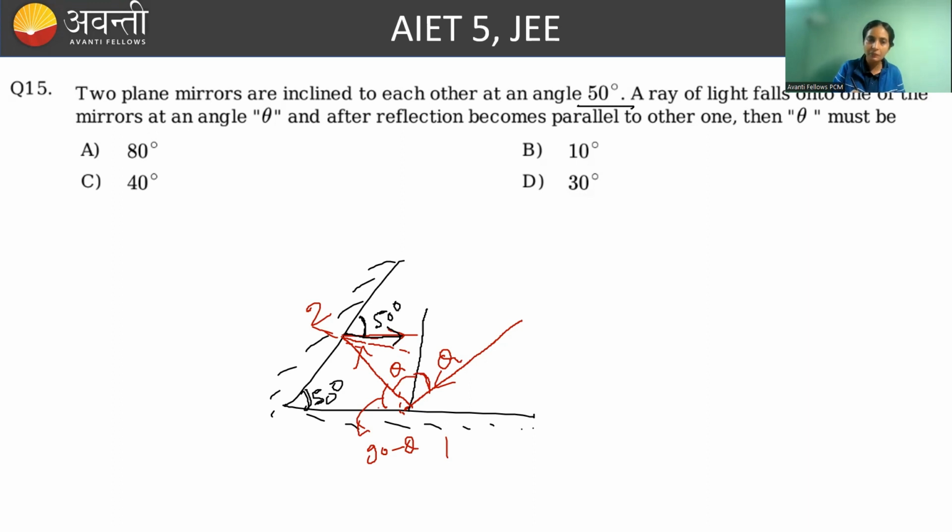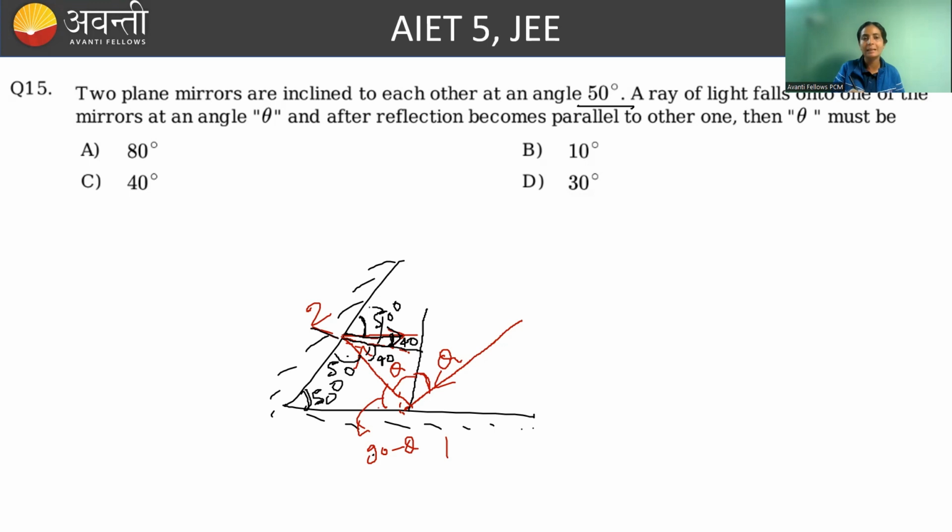And if this is 50 degree, this whole is what? 90. This whole is what? 90. So this angle will become how much? 90 minus 50. And 90 minus 50 is 40. So this is 40. This angle will become 40 by laws of reflection. I is equal to R. And if this is 40, this angle is going to become 50. Okay, so this is 50, this is 50, this is 90 minus theta.